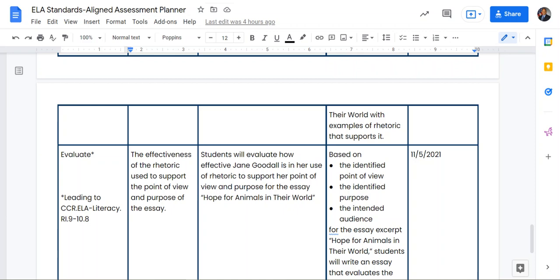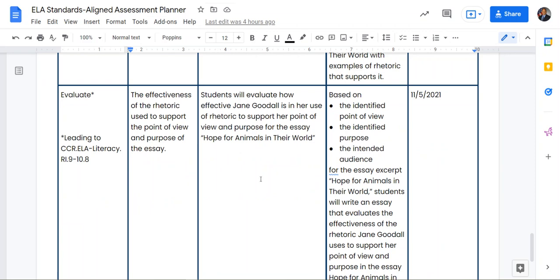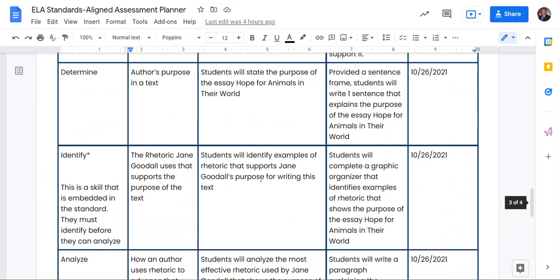Now, this was not a required step, but since I'm looking forward and I know what I want to do in the future, I know that this standard really lays the groundwork for analyzing arguments. And this is a very argumentative, persuasive essay that Jane Goodall has written. So we have created our learning targets.